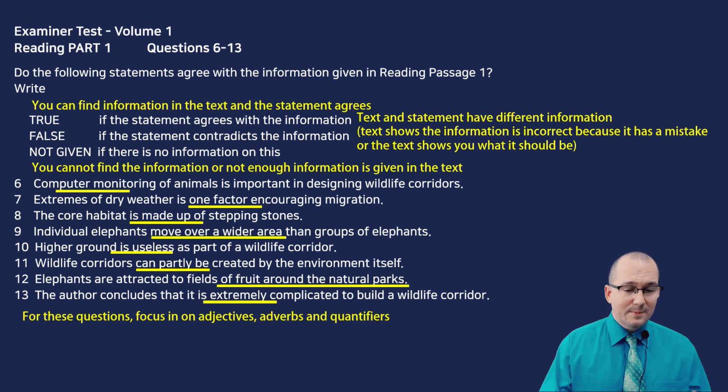And for 13, here's that adverb modifying complicated. That's where I would focus in on. The author concludes, so we can probably guess it's the final or second last paragraph. It is extremely complicated to build a wildlife corridor. So I would focus on that word when I do find the section where that answer is.